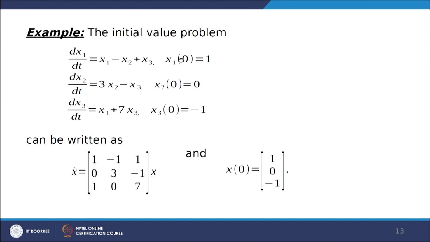Now, let us account for these initial conditions. So, x(t) is equal to x1, x2, x3. So, x(0) is x1(0) which is 1, x2(0) which is 0, and then x3(0) which is minus 1.